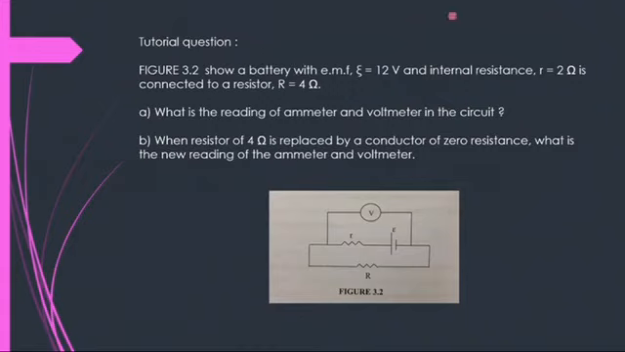Soalan dia, soalan 6. Dia kata figure 3.2 show a battery EMF 12 volt and internal resistance r equal to 2 ohm is connected to a resistor R equal to 4 ohm. Kita boleh tengok dekat figure 3.2 ni. Soalan A, dia kata what is the reading of ammeter and voltmeter in the circuit. Soalan B, when resistor of 4 ohm is replaced by a conductor of 0 resistance, what is the new reading of the ammeter and voltmeter?